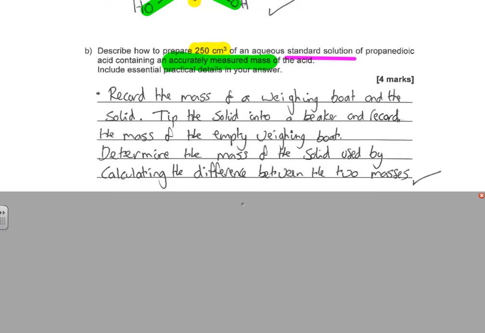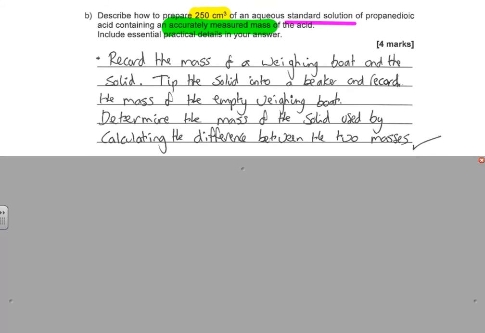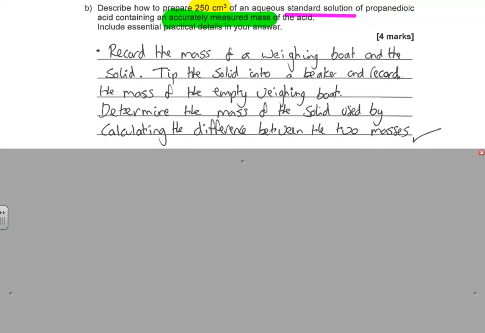But you can see with my answer there that I'm giving quite a lot of detail about how that is. I'm not just simply saying I would weigh it by difference, I'm describing what the method is. Recording the mass of the solid in the weighing boat, emptying the solid into a beaker, recording the mass of the weighing boat when it's emptied, and then determining the difference between the two masses. Now at this moment, of course, I've got solid sitting in a beaker. I need to turn it into a standard solution.